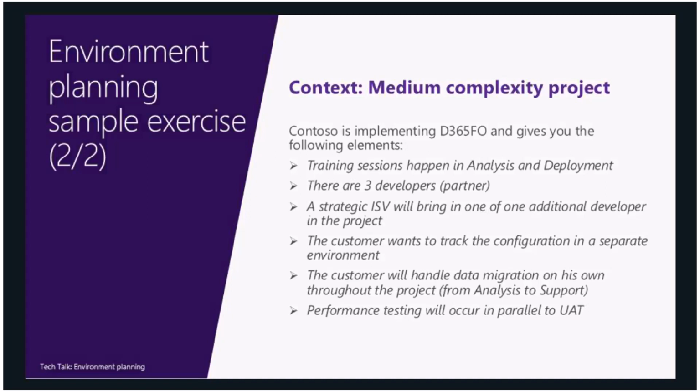They have 3 developers from the partner and 1 additional developer from the ISV. They want to track the configuration in a separate environment. They will handle data migration on their own throughout the project from analysis to support. And they want performance testing to happen parallel to UAT in a good environment. So what do you do?